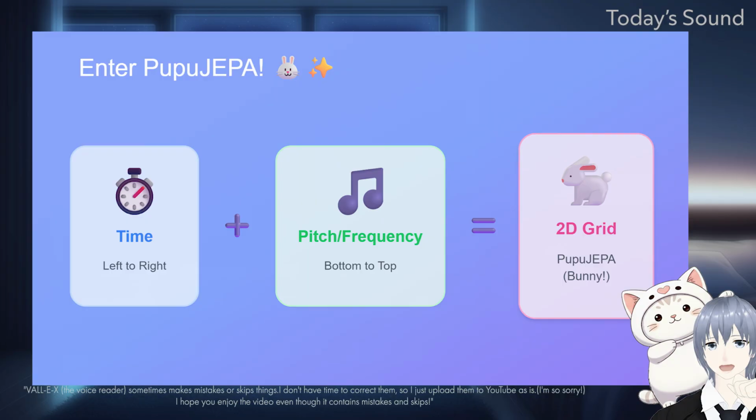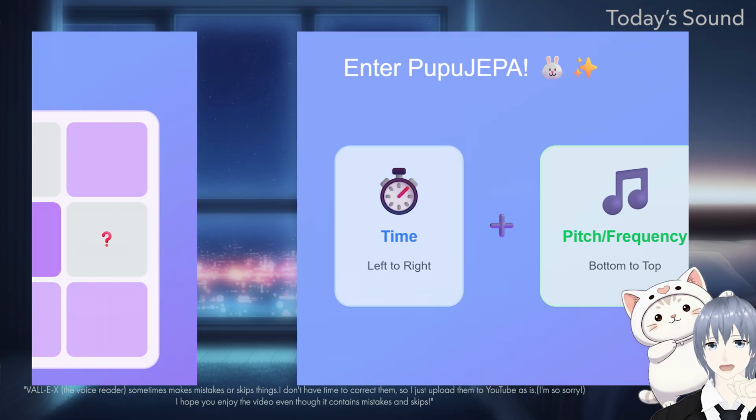That brings us to their proposed solution, which they call PupuJEPA. Pupu actually means bunny in Finnish, which is just adorable. PupuJEPA is a visual joint embedding predictive architecture, and it is trained directly on these two-dimensional spectrograms.